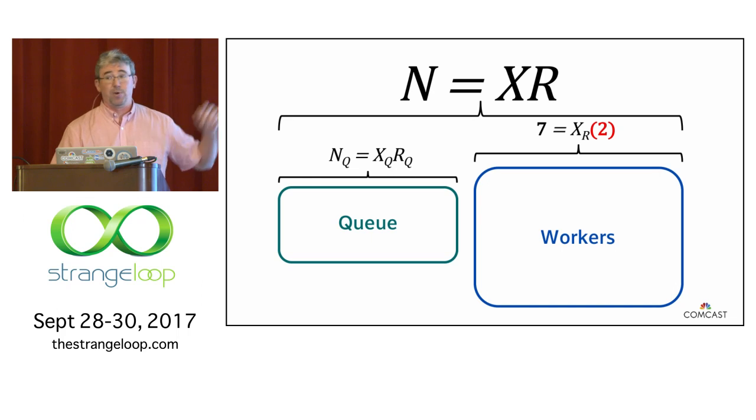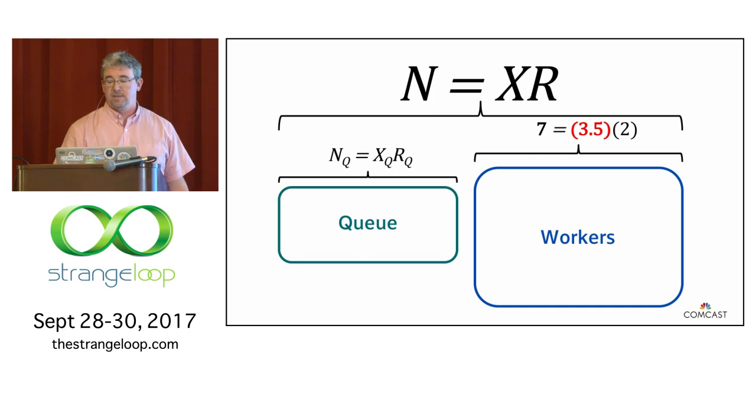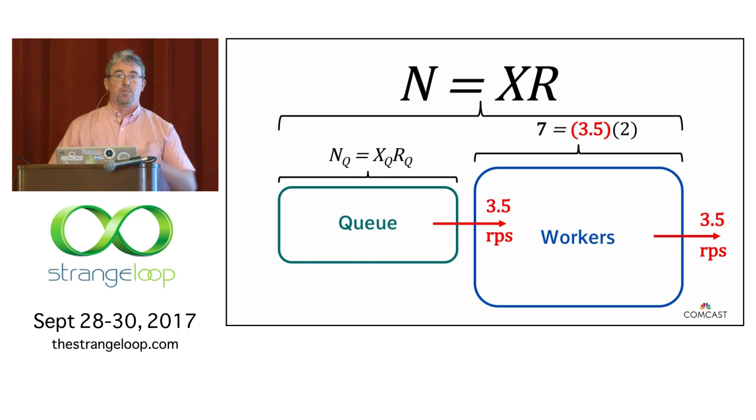And so now we get to do simple arithmetic. That means this is processing things at 3.5 requests per second. Everybody with me? 7 divided by 2, 3.5. So the worker thread pool is able to pull through 3.5 requests per second. And that's the rate at which things can drain out of the queue as well. So the queue also has a maximum throughput of 3.5 requests per second, because that's how requests get out, by being pulled by the worker pool threads.